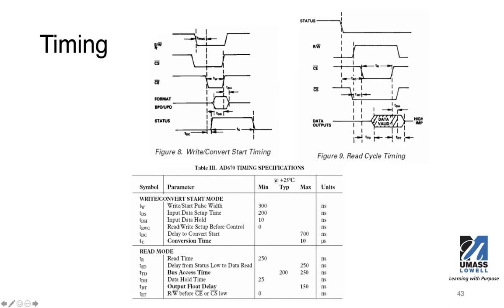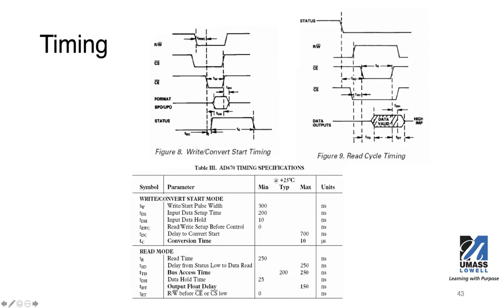Right, so this is R/W bar. This is the control signal to start the conversion or read data. When we put a zero on this control pin, essentially we're saying we want to start a conversion, or do the ADC. And this is TRWC, read-write setup before control. So there is some amount of delay when you put a zero on this control pin. It takes some time for the chip to get this control signal. So that's the TRWC.